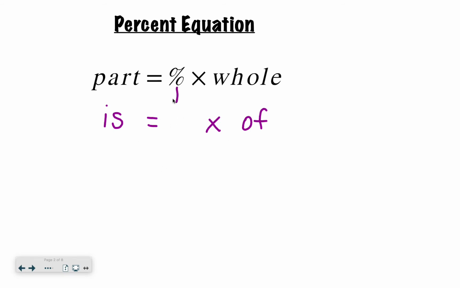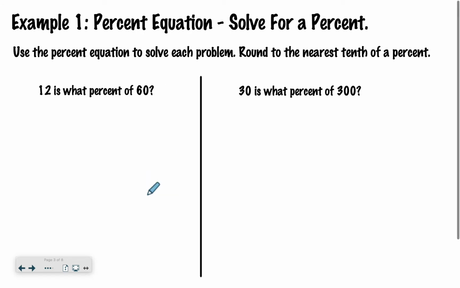And one thing to note is that this is as a decimal. Okay, so percent as a decimal. So if it was 25%, you would write 0.25 right there. Okay, so you need to make sure to remember to use your percent as a decimal in this situation.